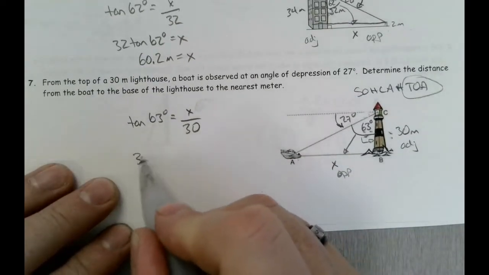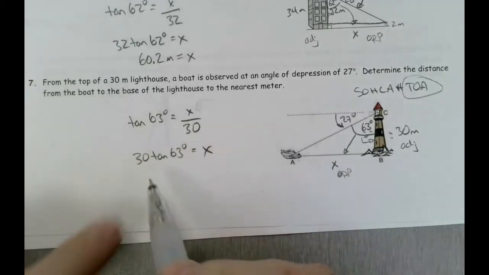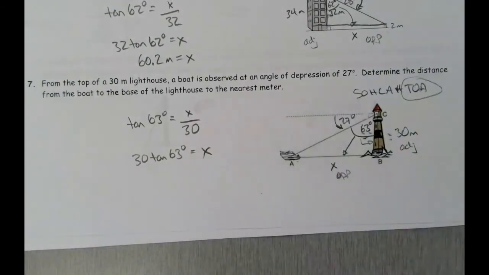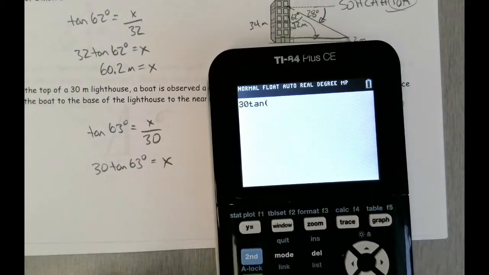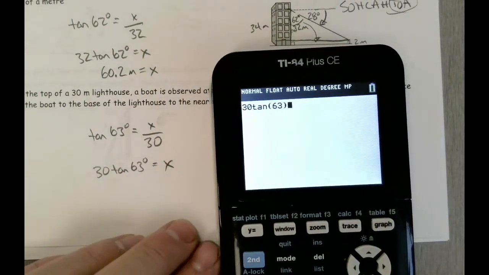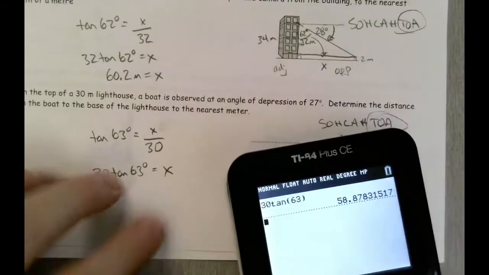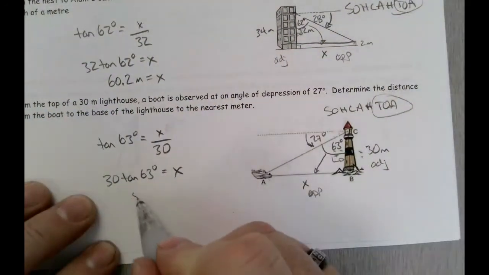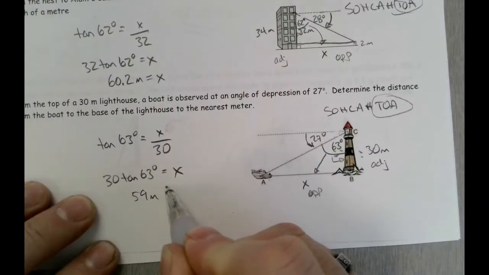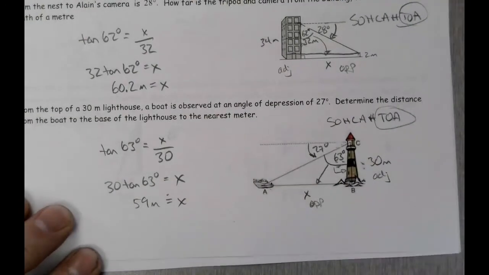Okay, I can now just multiply up that 30 meters. So it's 30 times the tangent of 63, and I get 58.878, blah, blah, blah. But to the nearest meter, I would round that to 59 meters. And that'll be approximate. And there you go.